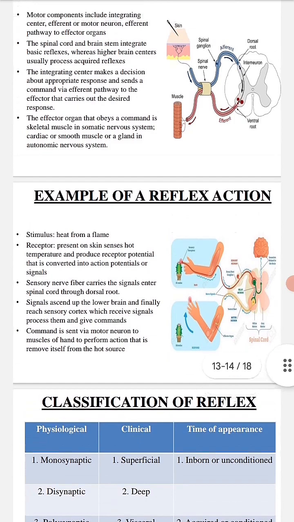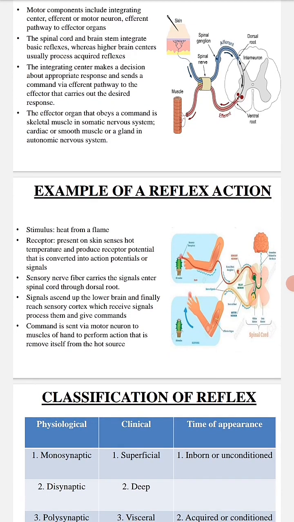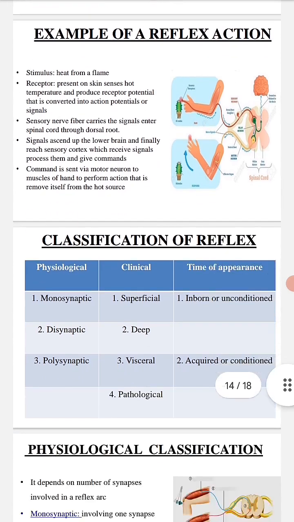Example of a reflex action. Stimulus: heat from a flame. Receptors present on the skin sense hot temperature and produce receptor potential that is converted into action potentials or signals. Sensory nerve fiber carries the signals and enters the spinal cord through the dorsal root. Signals ascend up the lower brain, finally reach the sensory cortex, which receives signals, processes them, and gives commands. Command is sent via motor neuron to the muscles of the hand to perform action, that is, to remove itself from the hot source.